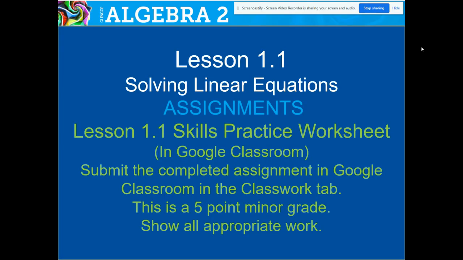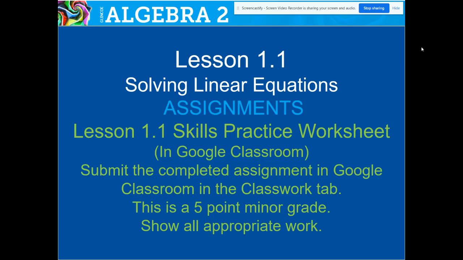Lesson 1-1, Solving Linear Equations Assignment. Lesson 1.1, Skills Practice Worksheet. It's in Google Classroom. It can also be found with the textbook, the virtual one, online. Go through Clever to get there. Submit the completed assignment in Google Classroom in the Classwork tab.